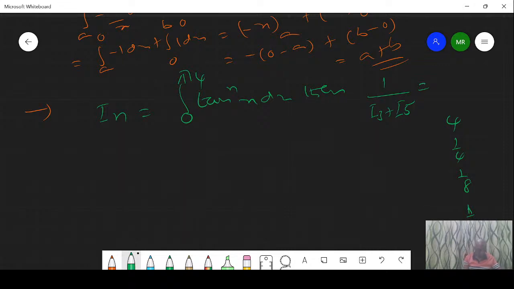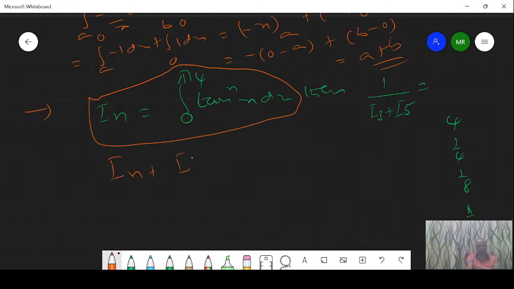So in the previous class I discussed one formula, you remember? Always when In equals the integral from 0 to pi by 4 of tan power n x dx, whenever they give this, I told the formula. You can refer to the previous class, the previous video. In plus In minus 2 is always equal to 1 by n plus 1. I gave this result just to remember. Now you apply this result.